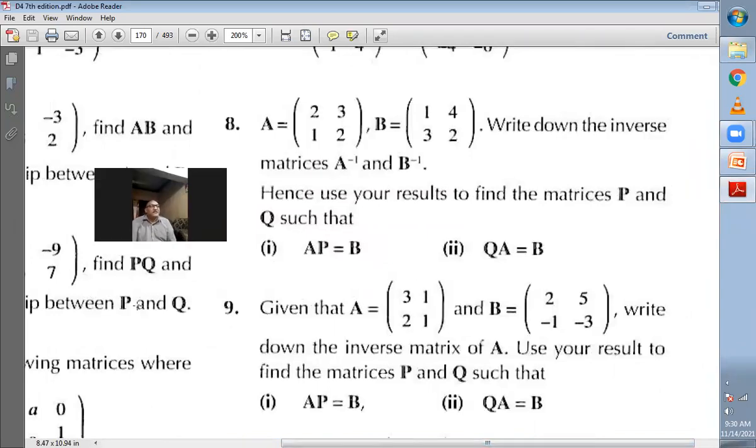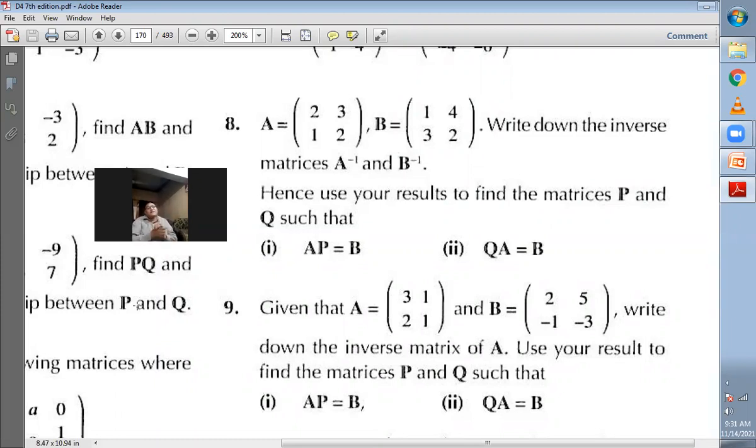So question number 8 is coming up on your screen. He says A is equal to 2, 3, 1, 2. B is equal to 1, 4, 3, 2. Write down the inverse matrices A inverse and B inverse. So this is the first task they are giving you. They are asking you to find out the inverse of A and B. So that's very simple. Hence use your results to find the matrices P and Q such that AP is equal to B and QA is equal.